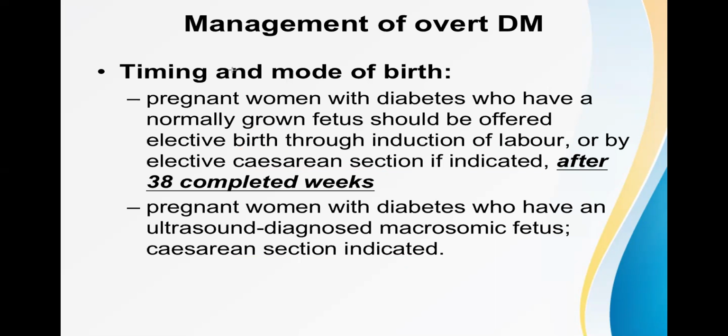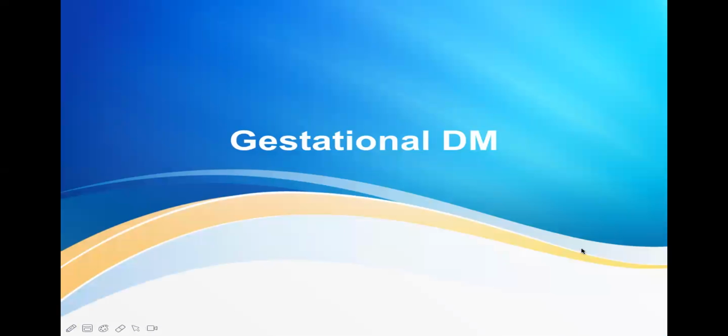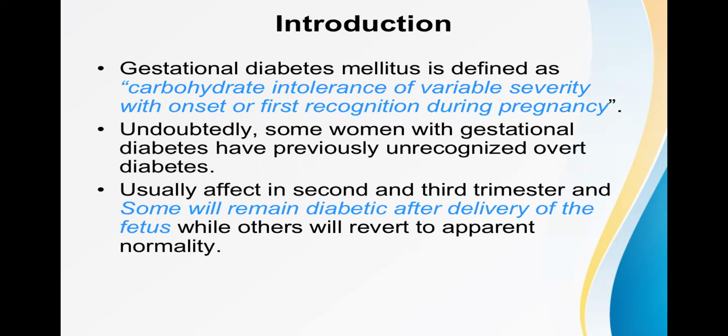Let's move on. Now with this, let us enter into the topic of gestational diabetes. What is the definition first? Gestational diabetes mellitus is defined as carbohydrate intolerance of variable severity with onset or first recognition during pregnancy. Before she is pregnant, there should not be any evidence of hyperglycemia. Otherwise it will be overt diabetes, not gestational. This diabetes has to start in this pregnancy.